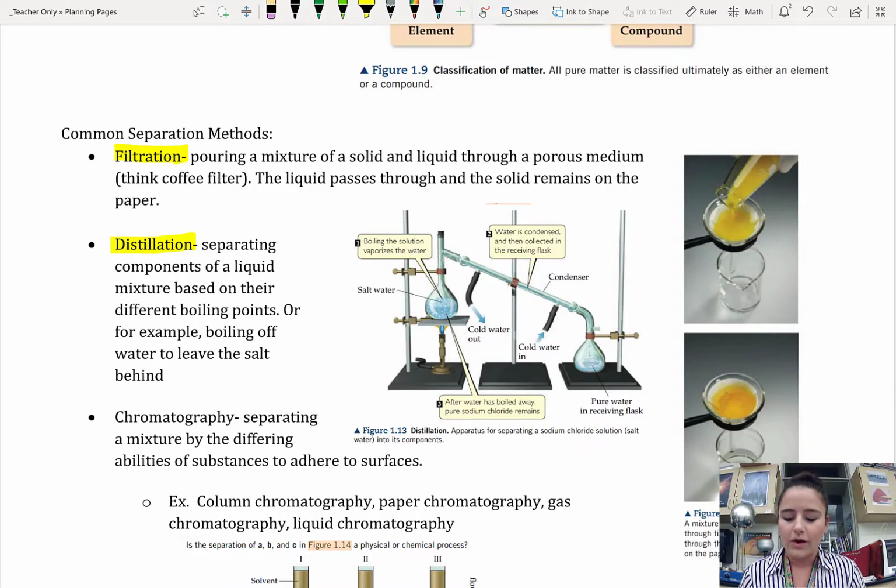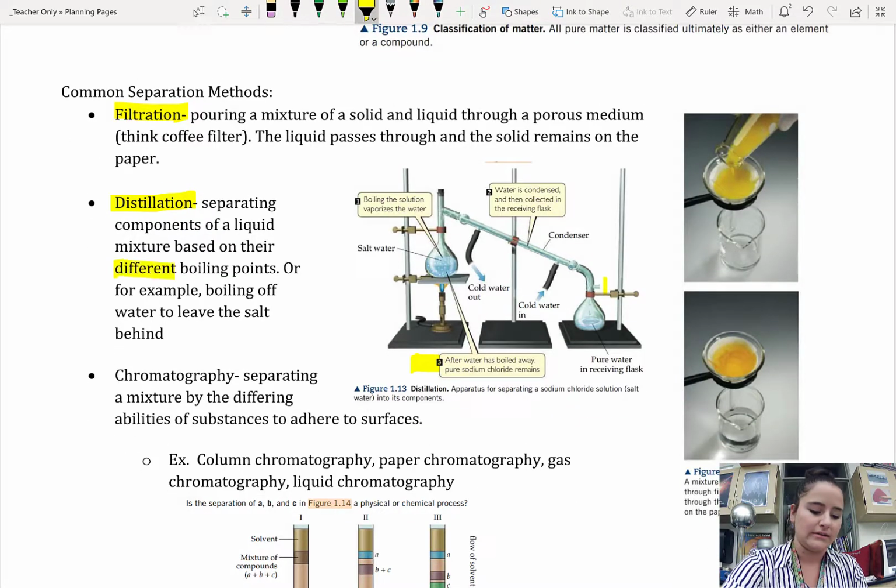So basically, if you wanted to boil off water, you can vaporize the water, it will condense, and then is received here. It has a condenser, which is just a big tube filled with cold water with a small tube for the vapor to run through it. So as it runs through, it cools down and becomes a liquid again. And then after the water is boiled away, the pure sodium chloride remains. They also use this to separate different components of things like oil, so that you get just the components that you want for your gasoline. You can separate it based on their different boiling points.